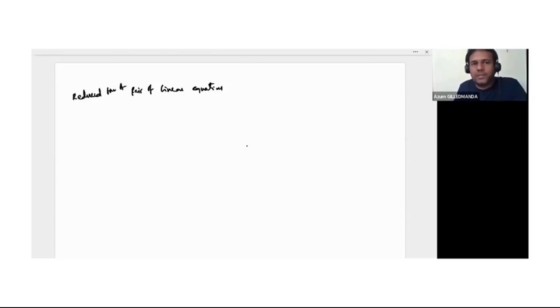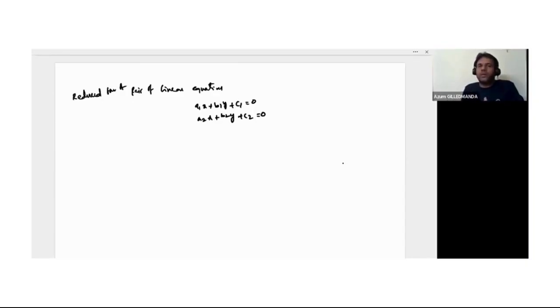pair of linear equations. For example, we know the linear equations are in the form of a1x plus b1y plus c1 equal to 0, and then a2x plus b2y plus c2 equal to 0. In this form, if the pair of linear equations are there, we learned three methods to solve before, right? One is graphical method, one is substitution method, and the last one is the elimination method.